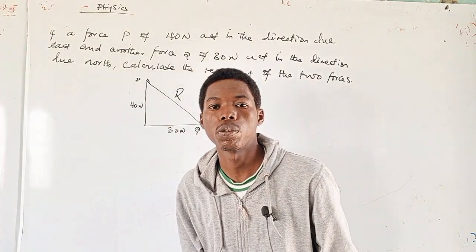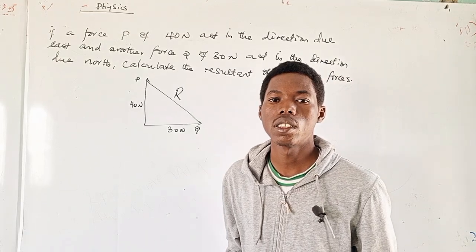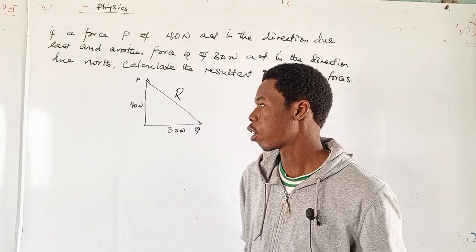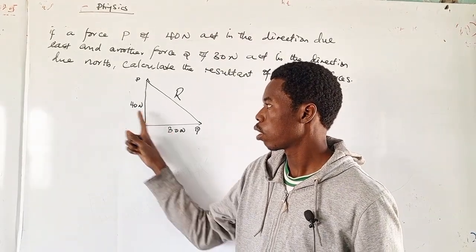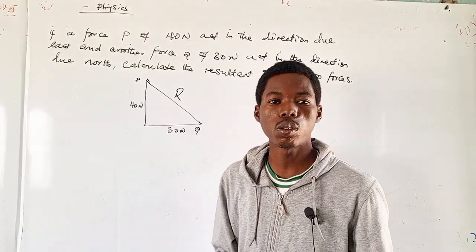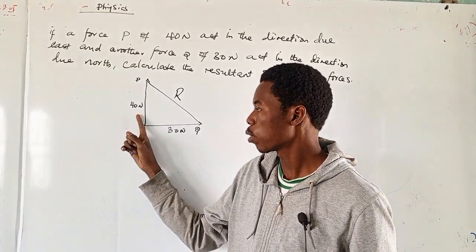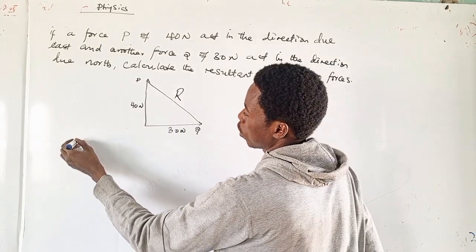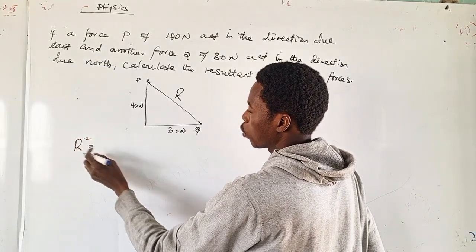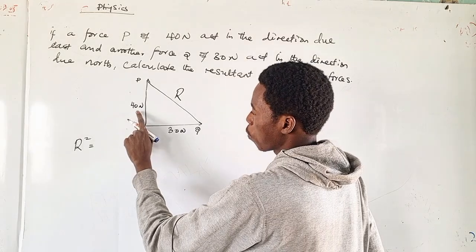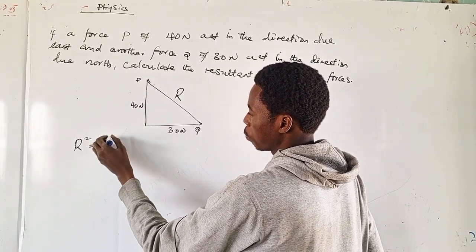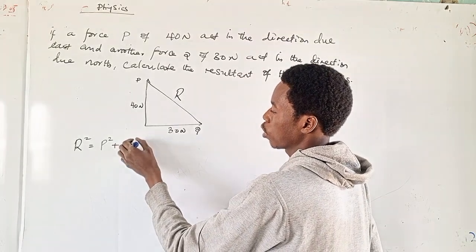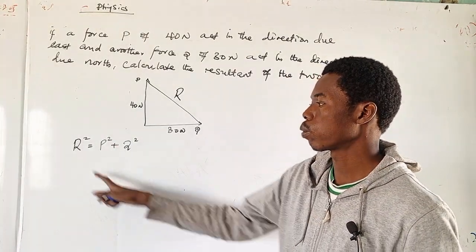Remember, the Pythagoras theorem states that the square of the hypotenuse is equal to the sum of the squares of the opposite and the adjacent. That is, the square of R is equal to the square of the opposite, that is P, plus the square of the adjacent, that is Q. So we are going to use this to find R.